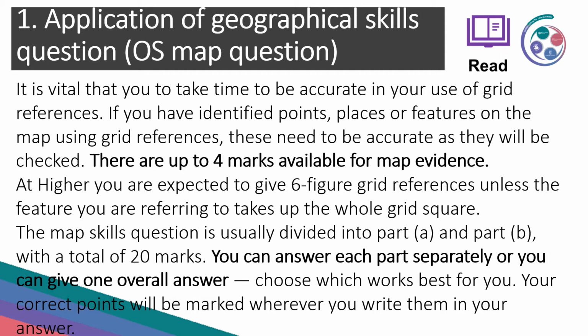So you can answer each part separately, or you can give one overall answer. This question is always split into an A and a B part for a total of 20 marks. You don't need to answer A and B separately, you can just give one holistic answer together. And you don't need to worry about which order you put bits in either. The marker will mark it all in one big go.